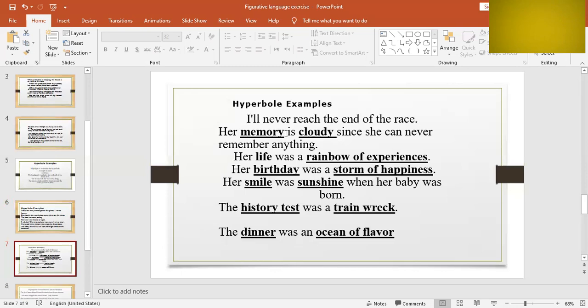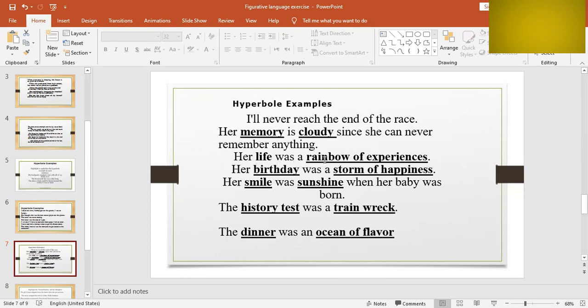I have several examples. I'll never reach the end of the race. And it is something boring and tiring and causing a lot of trouble and problems. Her memory is cloudy since she can never remember anything. Cloudy, you see, you cannot see the sun, you cannot see well, maybe the weather is not good, so her memory is as cloudy as a cloudy sky, because she never remembers anything. It's a matter of exaggeration.